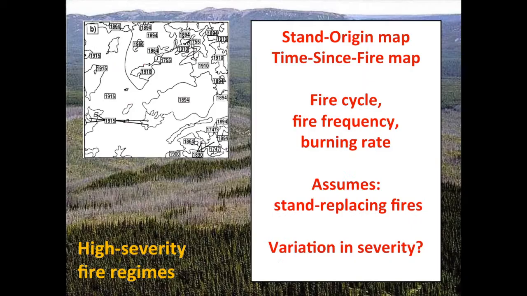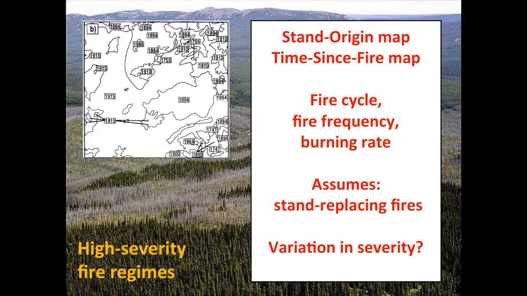So if we come back to the stand origin map, this system is aiming to understand fire cycle and fire frequency and burning rates. Those are the metrics that we can derive, and they're describing then a high severity fire regime. The major assumption is then that the stand replacing fires are the dominant type of fire there, and that's explicit. And it's, in fact, stated very explicitly and discussed in the vanWagner paper from 2006. So what do we do then if we have fires of a range of severity?